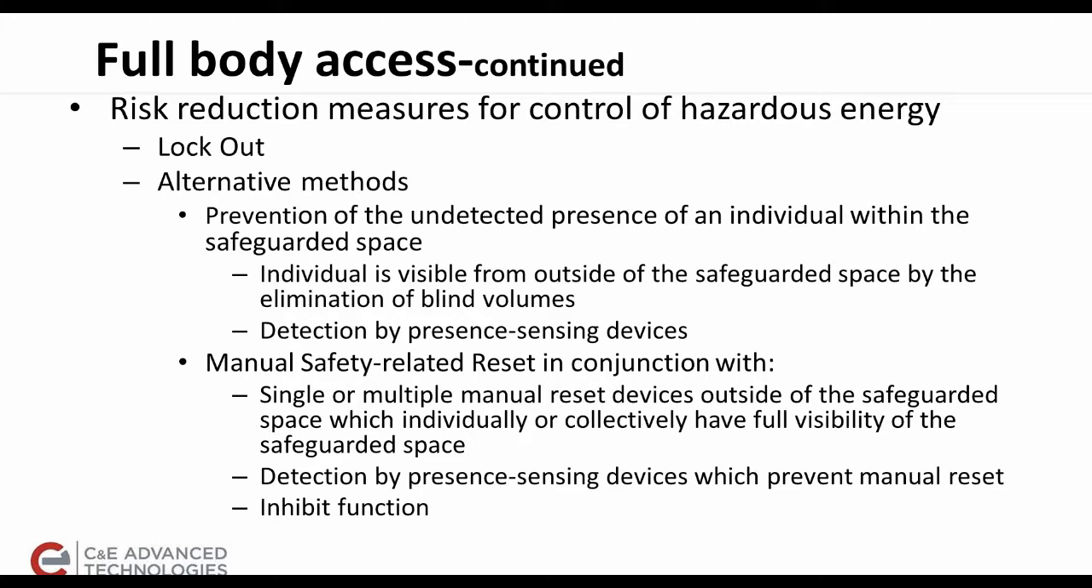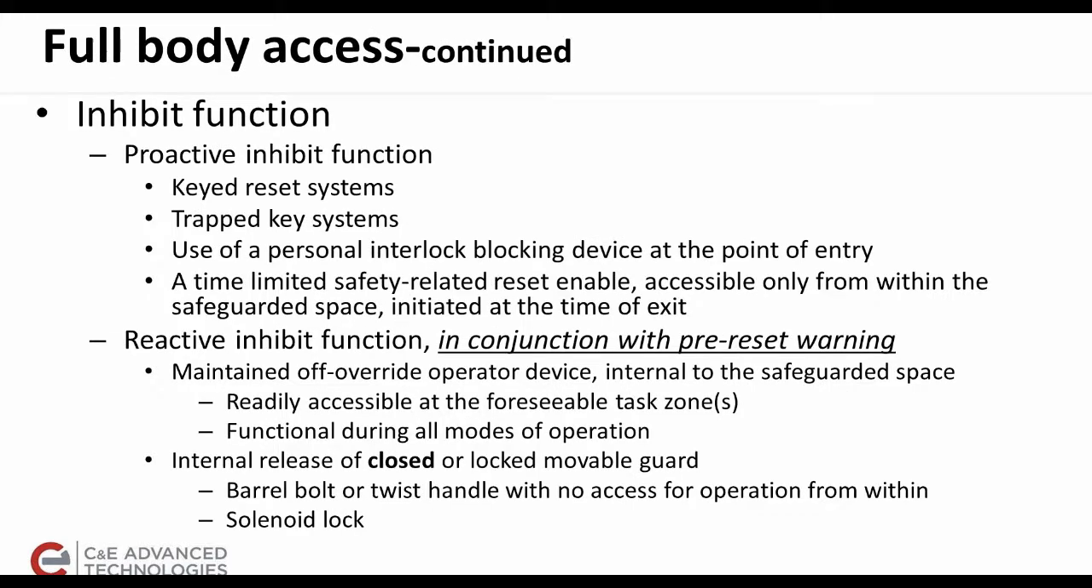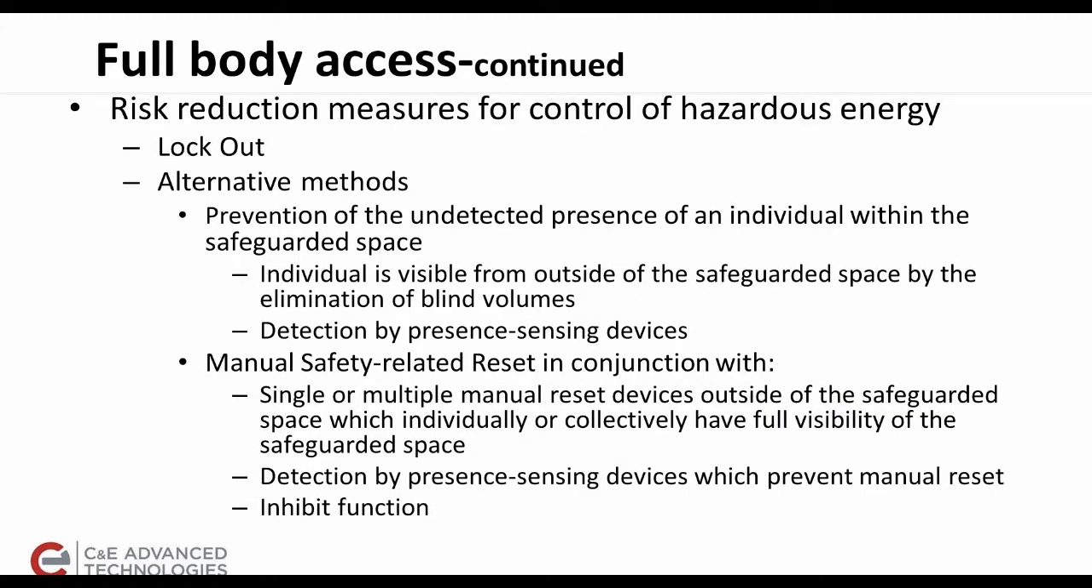some specific requirements. Obviously, one way to make sure that the hazard is eliminated, risk is brought to a minimum, is to use lockout tagout, but that's not always possible. If lockout tagout isn't practicable, then we go to what we call alternative methods, and that is using engineering controls. And one of the things that we want to do is prevent an individual from being inside the safeguarded space without being seen.